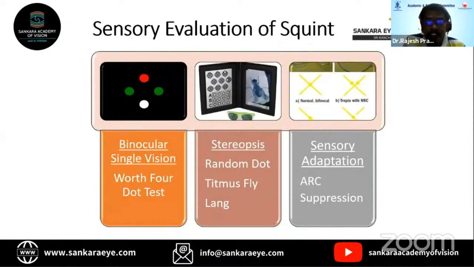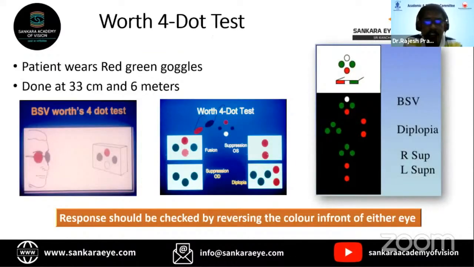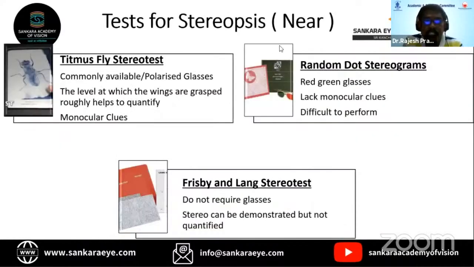So sensory evaluation of squint, I can touch upon this. There are 3 components: binocular single vision, stereopsis, and sensory adaptation. Sensory adaptation, I'm not going into detail. Worth four dot test, which is the common test which you all are aware of. Stereopsis is more of near and distance. Near, we commonly use Titmus fly, TNO, Randot stereogram, Frisby and Lang stereo test.